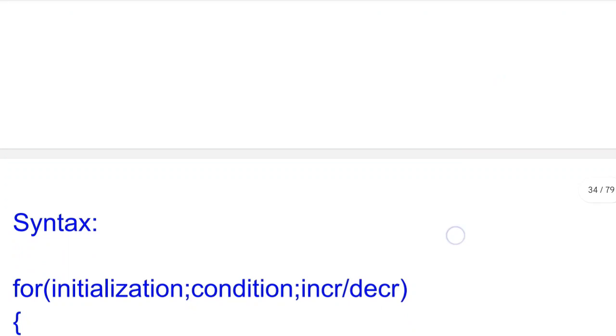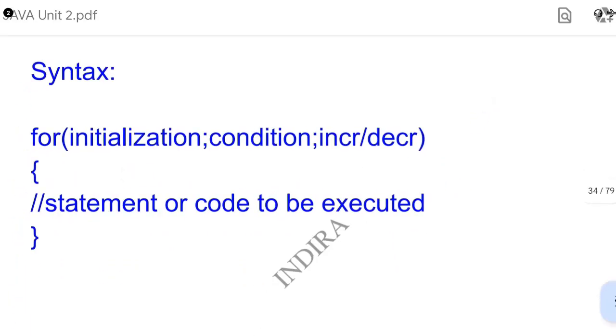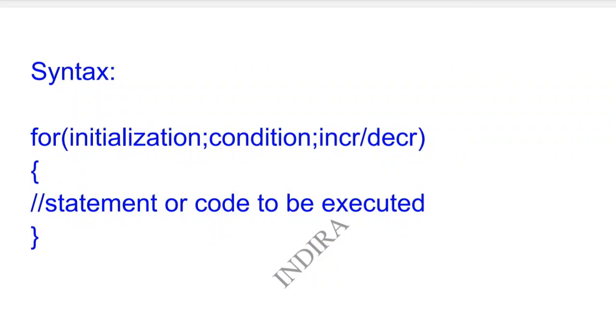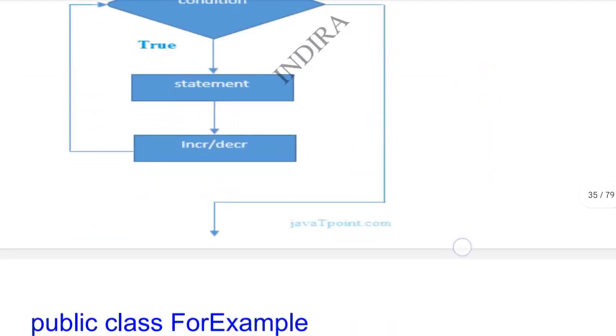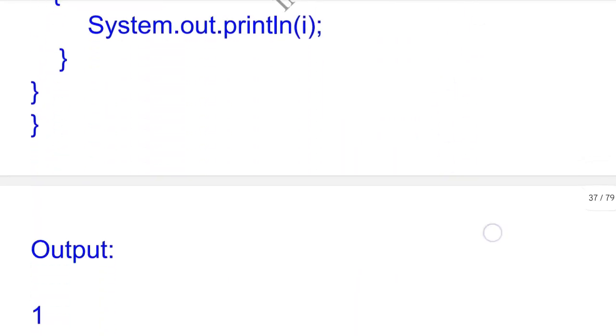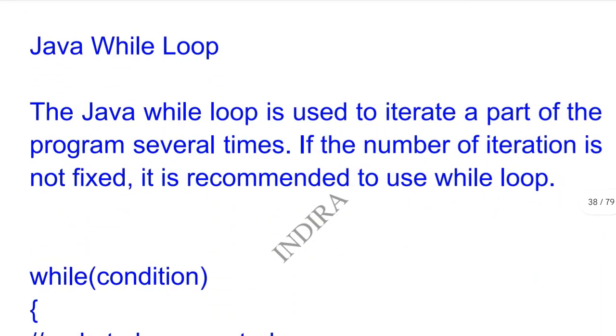This is the syntax for the for loop. Check this one: for initialization, condition, and increment or decrement. This is the syntax for the for, and this is the flowchart for the for, and this is the example for the for loop, and this is the output for that for loop statement, and this is the while loop.